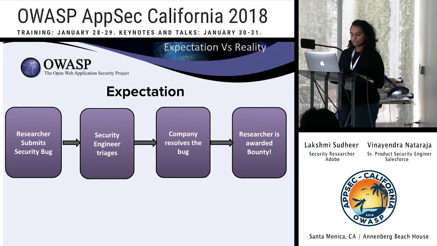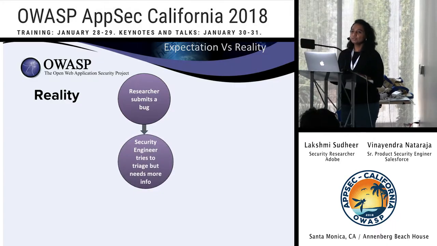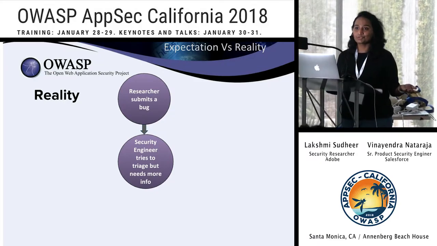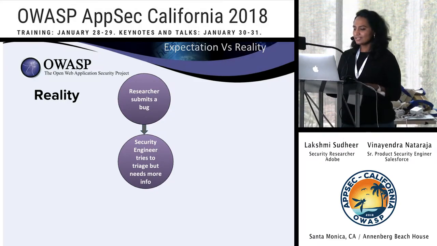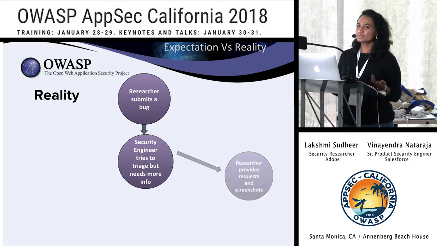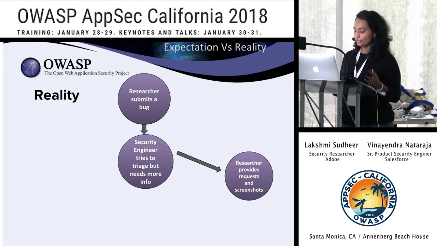In reality, the researcher submits a bug, still great. Then the security engineer tries to triage this, but he requires more info to reproduce the bug. I mean, we live in a complex ecosystem out here, and it's pretty hard to have all the information in a single report, like it was discussed in the previous talk here as well. So he says, okay, I'm not able to triage this. Could you please provide me with more information? At this point, the researcher provides probably some POST requests and some screenshots maybe, and he's like, all right, take this information. Maybe this will help you reproduce it.